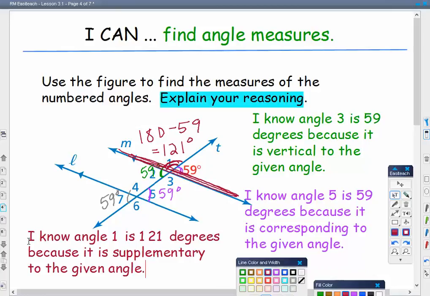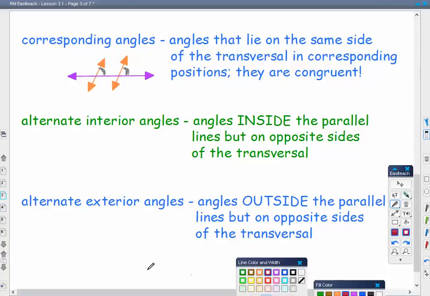There are two more vocabulary terms we haven't talked about. Let me go ahead and mark in all of these other angles are going to be 121 degrees. Sorry about that. So angle 3 is 121. Angle 6 is 121. How do I know? Because angle 3 is vertical to angle 1. Angles 3 and 6 are corresponding. Angle 4 corresponds to angle 1. So that's also 121 degrees. The last vocabulary terms we haven't talked about yet are alternate interior and alternate exterior angles.